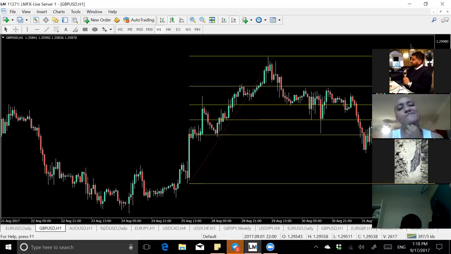If you want, you can write this down, or I'm not sure you can remember it, but 61.8 is like your golden ratio. 50 and 38.2 are important as well. 23.6 only comes into play very rarely, not very often.